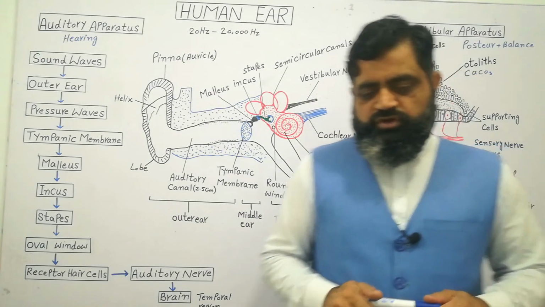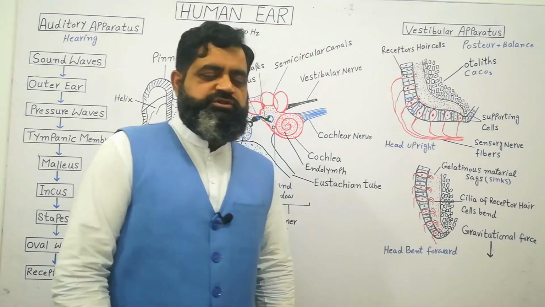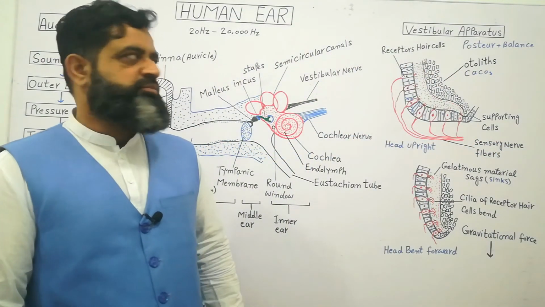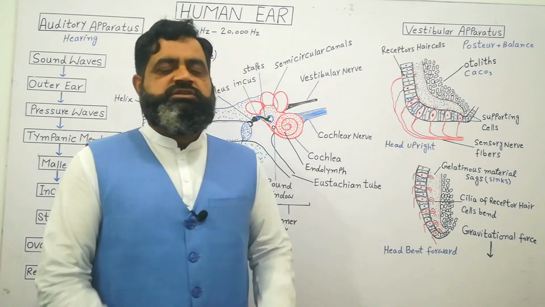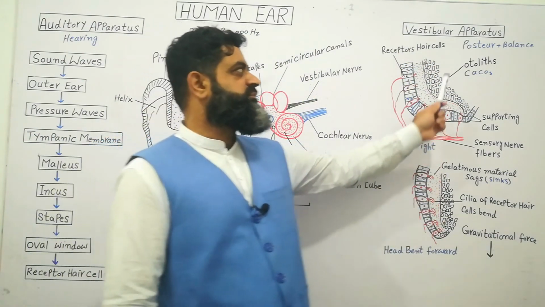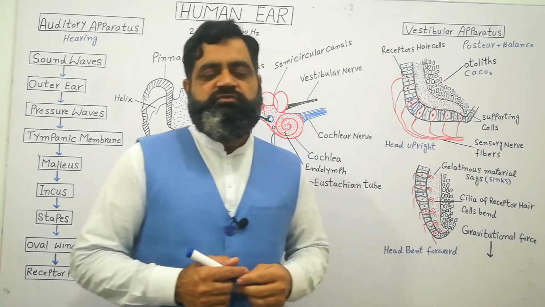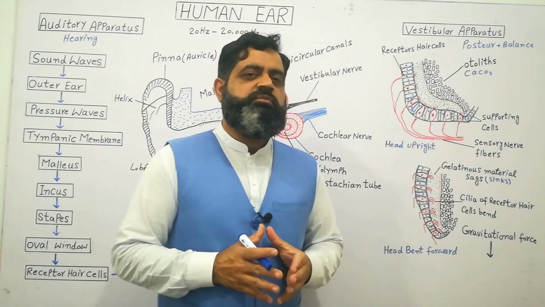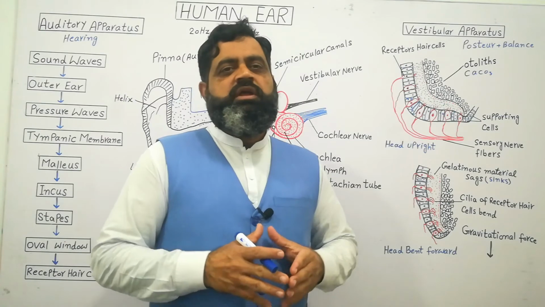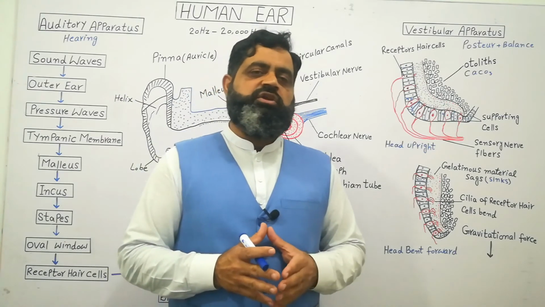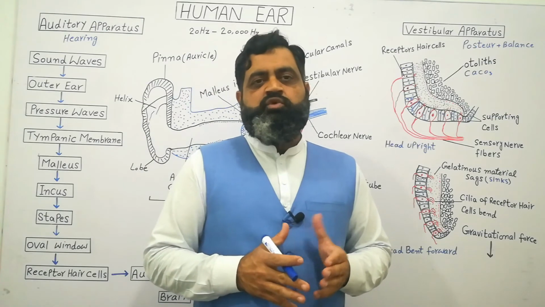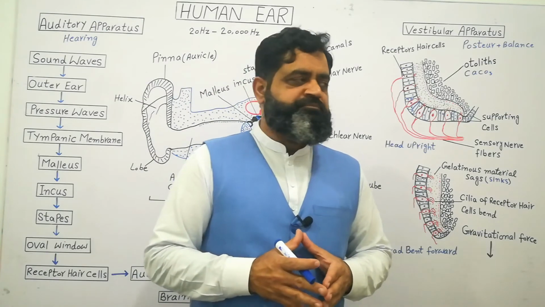The second portion of the ear, which controls body posture, equilibrium and balance of the body, is known as the vestibular apparatus. The vestibular apparatus is responsible for posture, balance and equilibrium of the body. There are two types of equilibrium in the body. One is static equilibrium, which is in the state of rest, while the other is dynamic equilibrium, which is equilibrium caused by motion of the body.